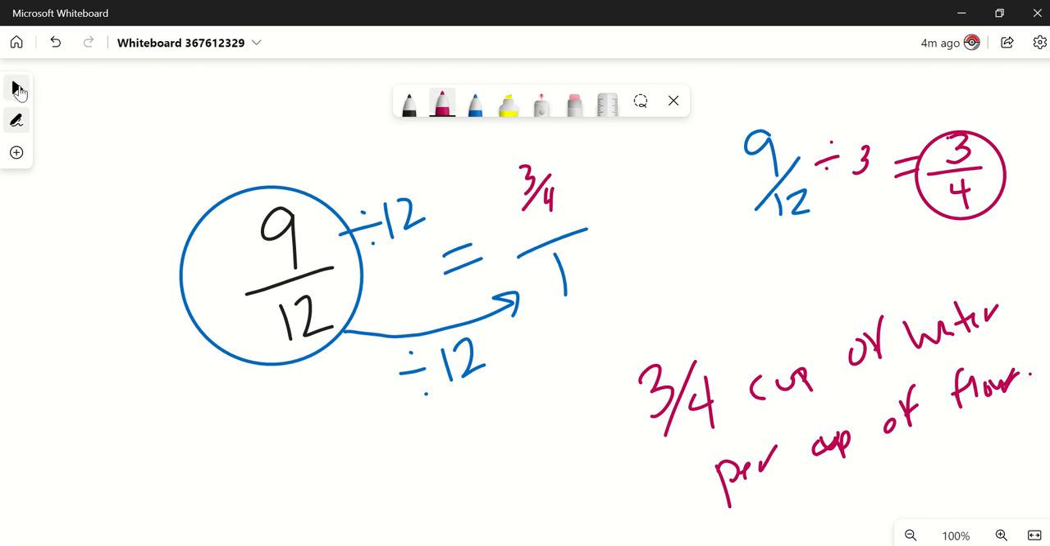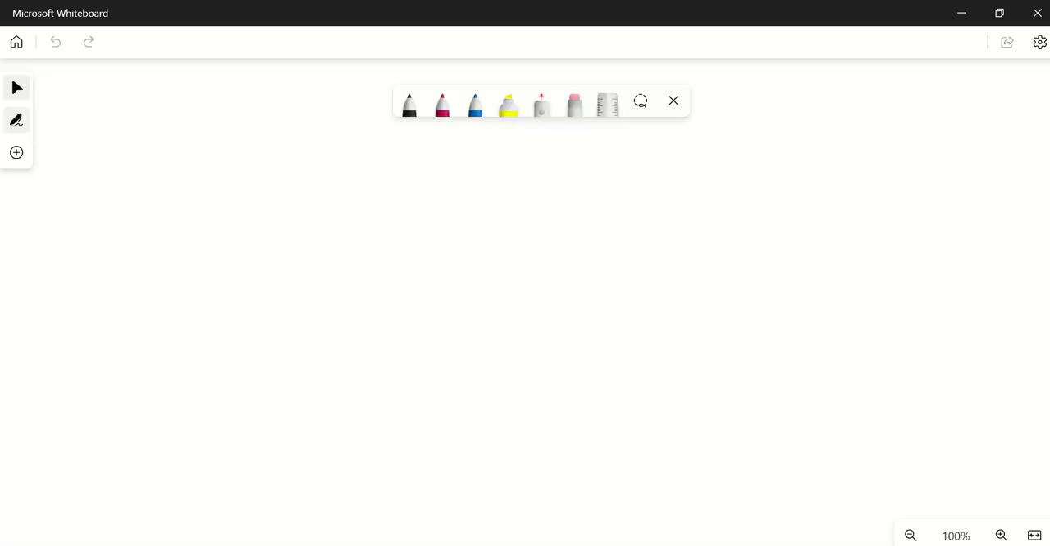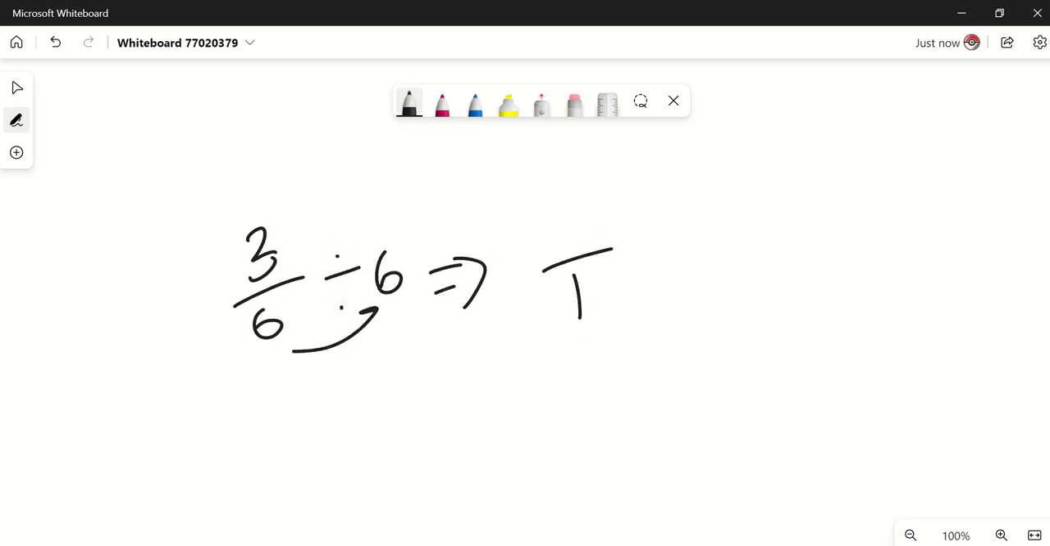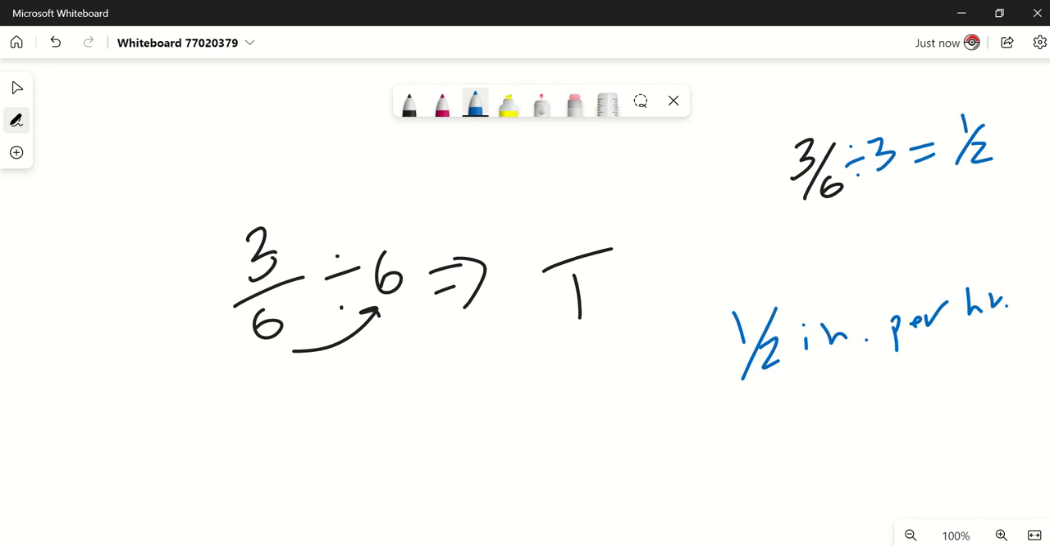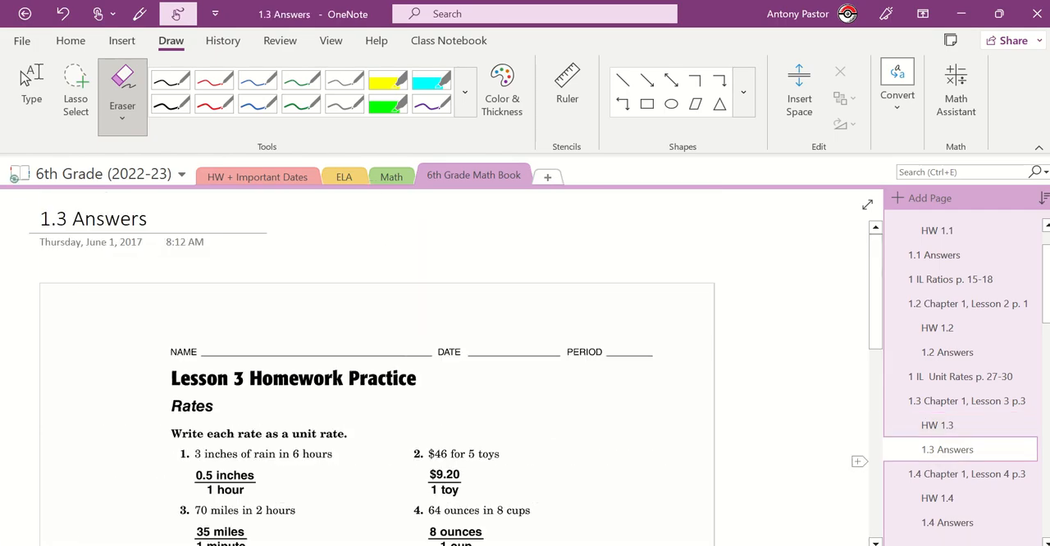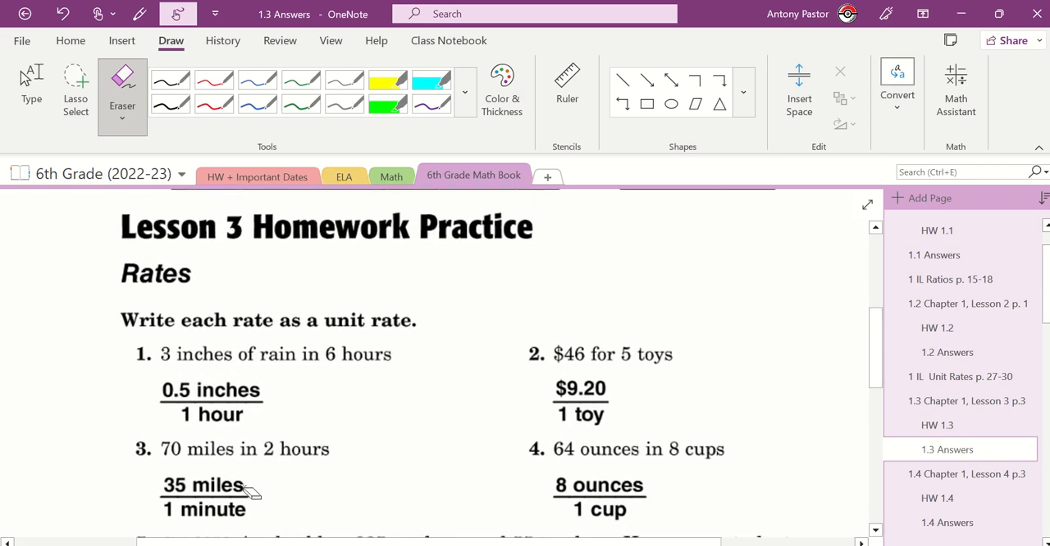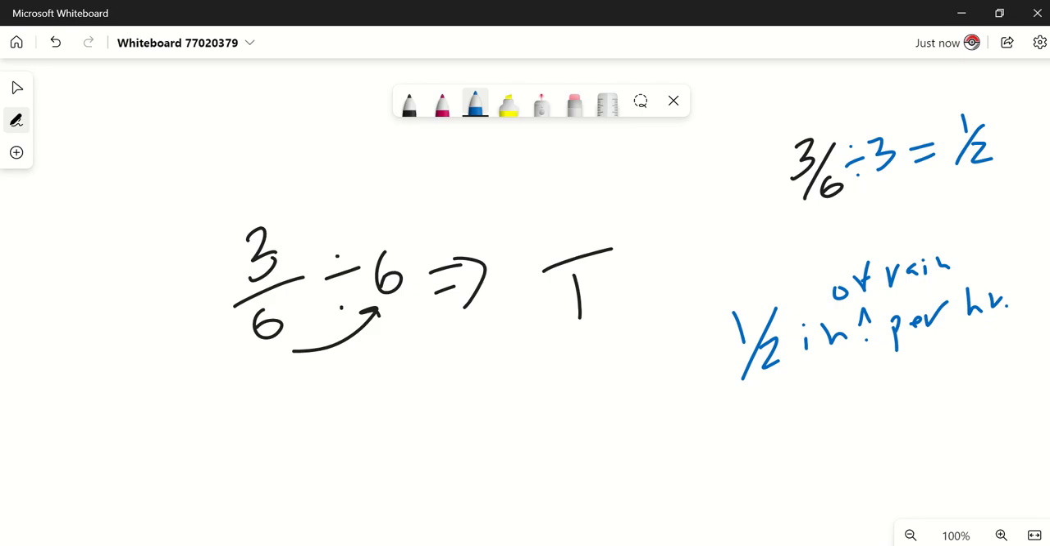So, number 1, 3 inches of rain per 6 hours. If I divide both of these by 6, I'm going to get 6 divided by 6, 1. This will become 3 over 6. Or if I divide both of these by 3, since they both have 3 in common, it'll be 1/2 inch of rain per hour. And that should be my answer. And let's look at our answers. For number 1, 0.5 inches, or the same thing as saying 1/2. You could have done that.